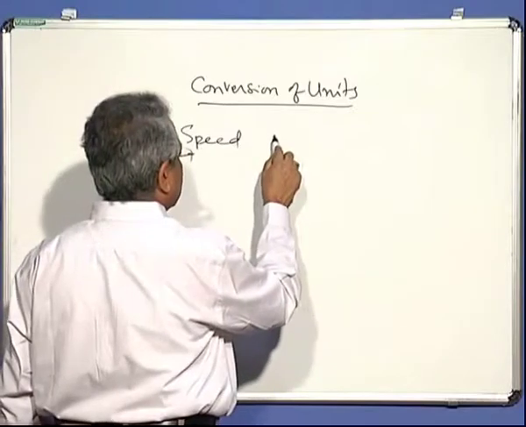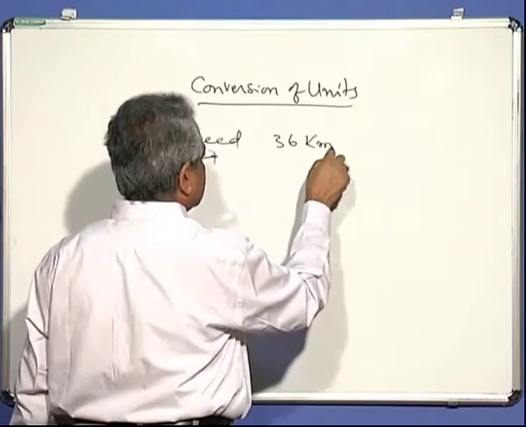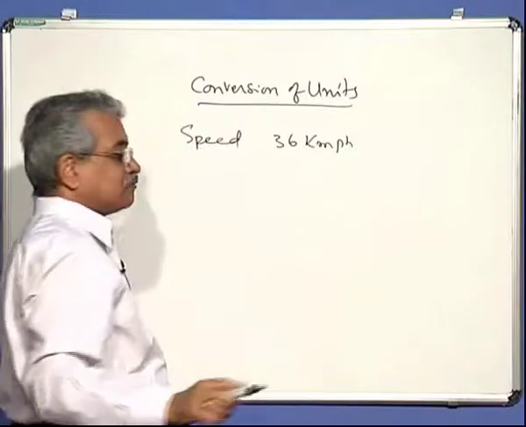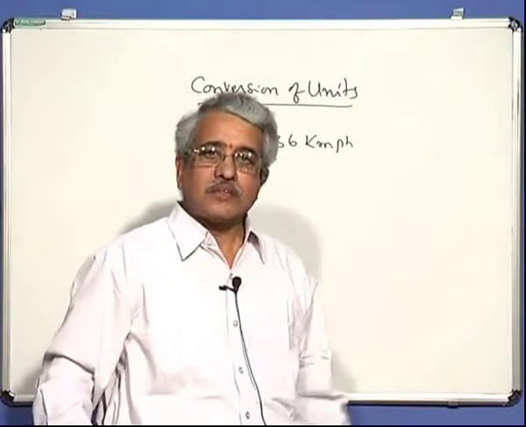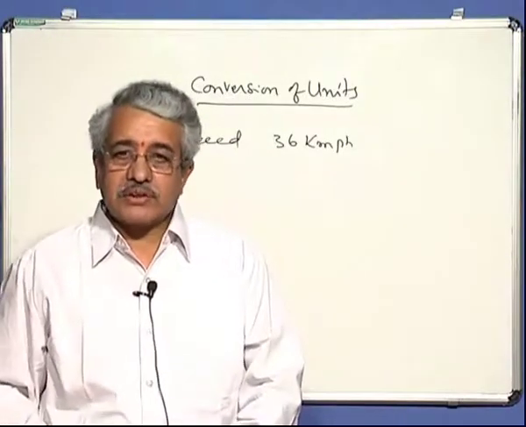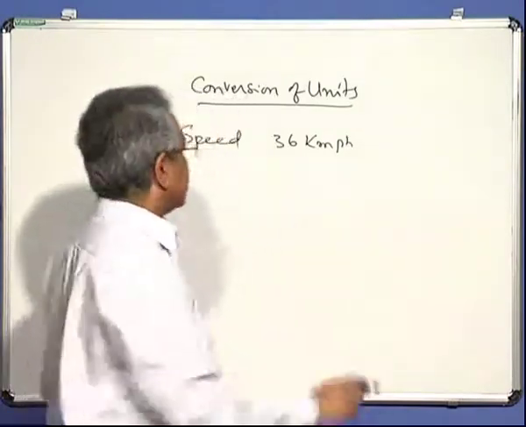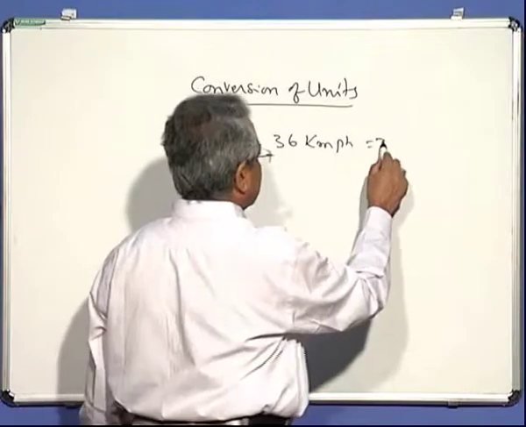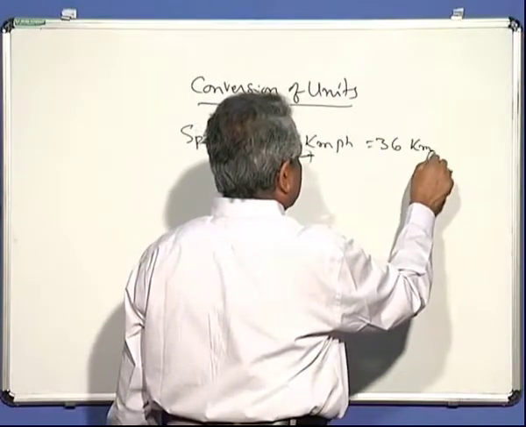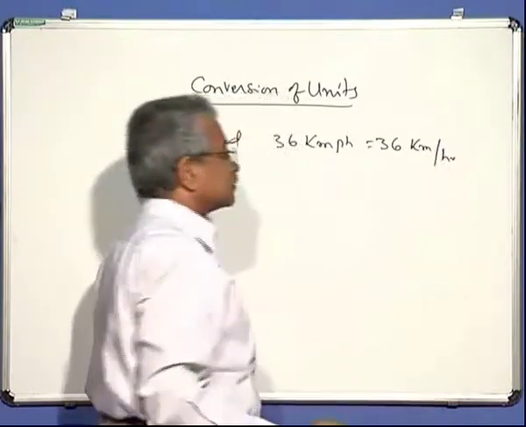We say it is some 36 kilometers per hour. Say the body is moving with a speed of 36 kilometers per hour. Some unit, some system, where distance is expressed in kilometers and time is expressed in hours. They write like this, kilometers per hour, or sometimes like this also, kilometers per hour.